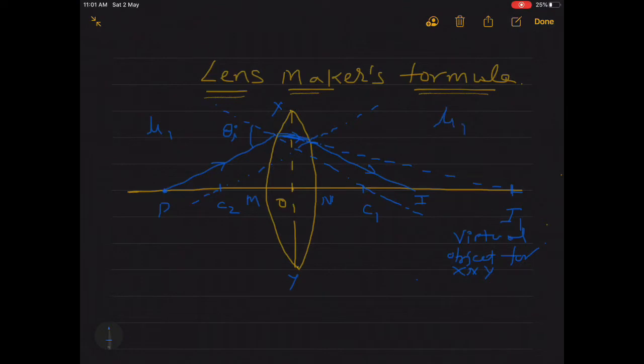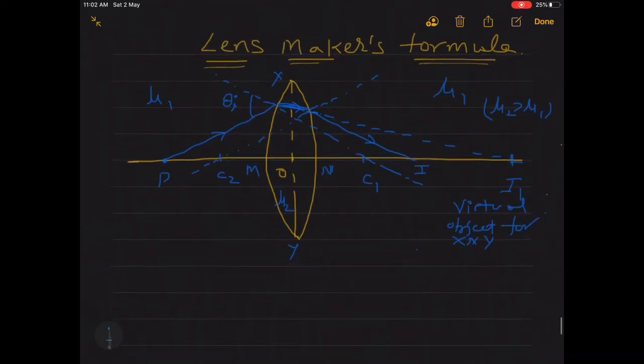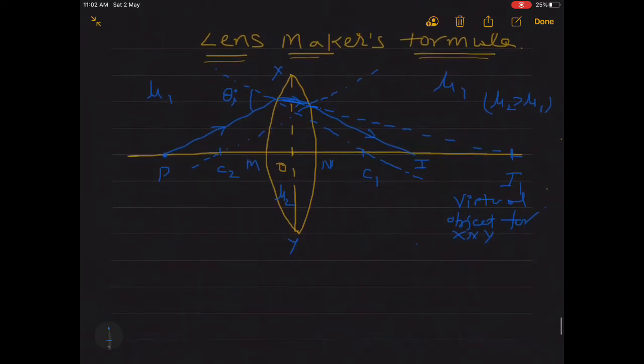Let the refractive index of the surrounding be mu1, and the refractive index of the material of the lens be mu2, so that mu2 is greater than mu1. We will use the result of the previous lesson. We discussed refraction at a spherical surface. So we will use the result of that lesson and see how it is useful in this one. So we can write the equation directly.